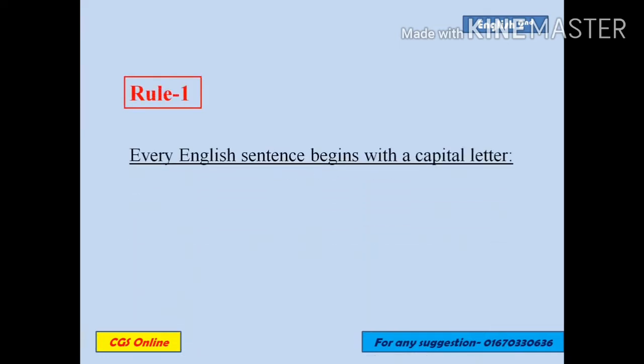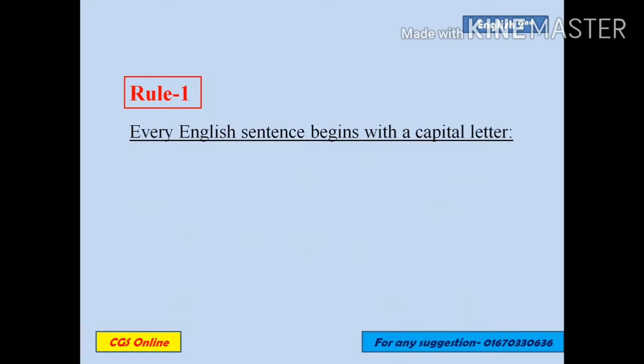So first of all, I just want to give you some of the very common rules that will help you in using capital letters in English writing. So rule number 1. Every English sentence begins with a capital letter. This is probably the most common rule used in this topic.